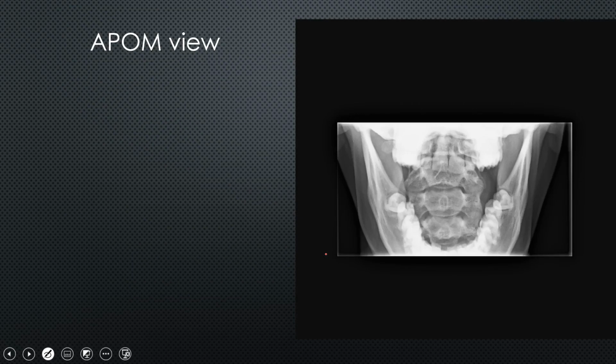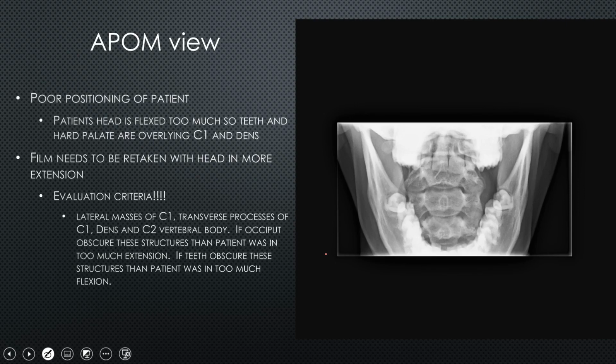So when we're looking at this A to P open mouth view, you can visualize what a proper A to P open mouth should assess. We should be able to see C1 and C2 properly. And when we're looking at this, I can see the body of C3 and C4 much better than I would for the upper, what this view is supposed to be, to see the upper cervical.